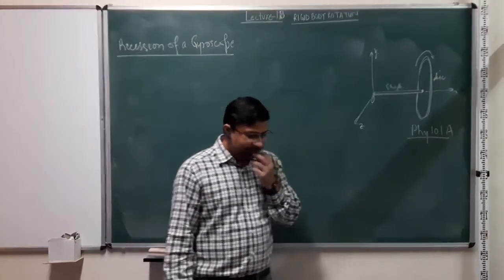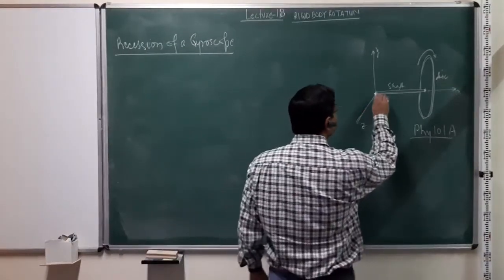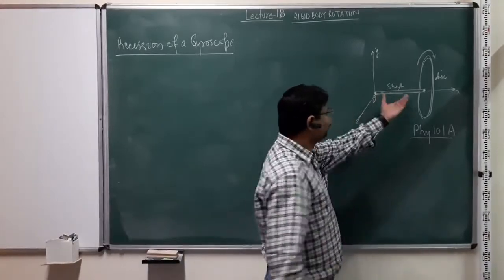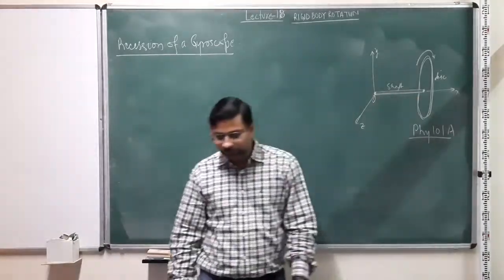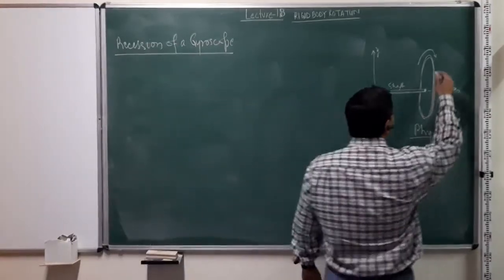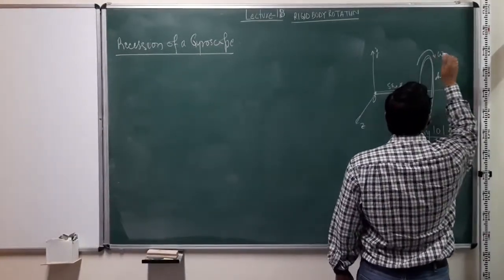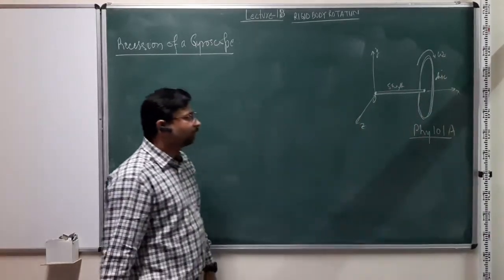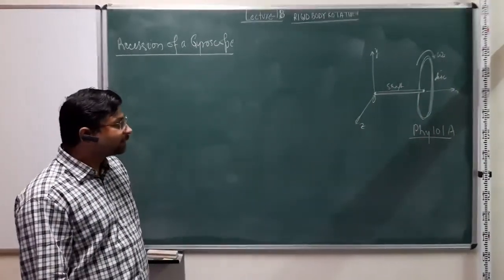So what one sees is, let's say to begin with, I have this shaft and a disc connected to it which is free to rotate about this shaft. I give it a nice spin. So let's say the disc is spinning with some spin angular speed omega s.